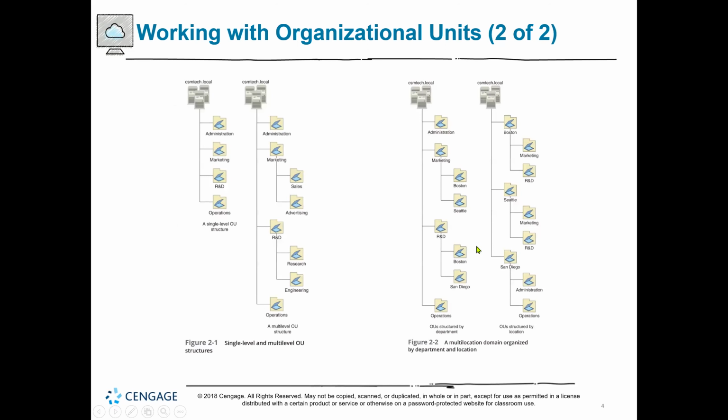Okay, so here's an example. Remember us working with the CSM Tech stuff yesterday? This is a single level structure OU on the left, and then on the right, you'll see a multi-level. This is broken down into different departments: administrative, marketing, R&D, and operations. And then you can see how it breaks out from there. Most companies do multi-level OU structures unless they're really, really small.